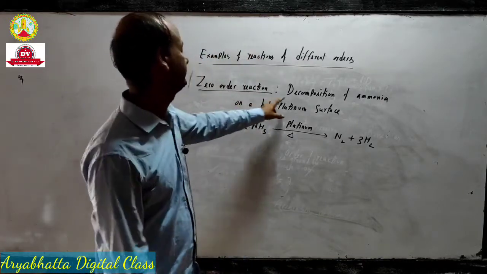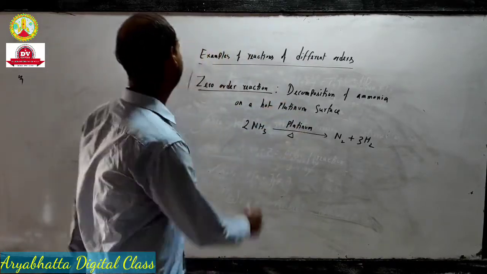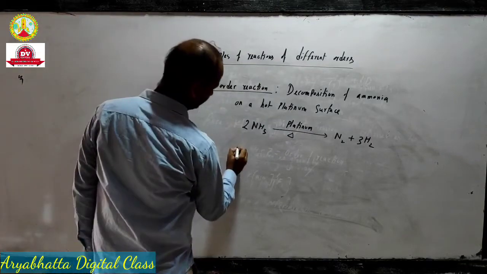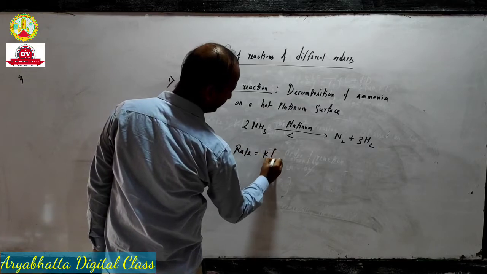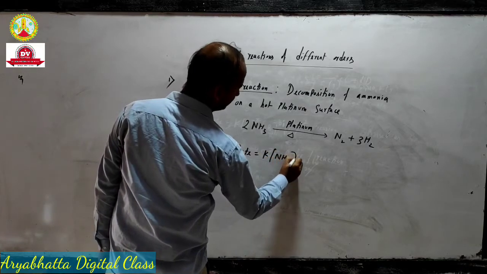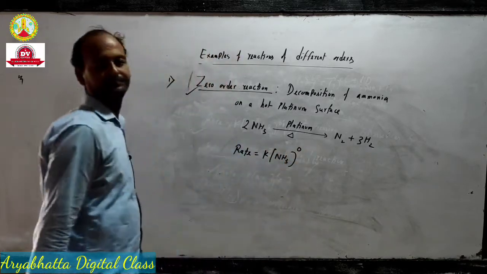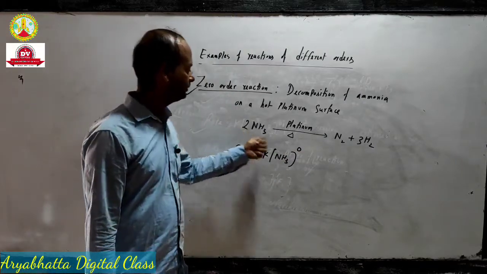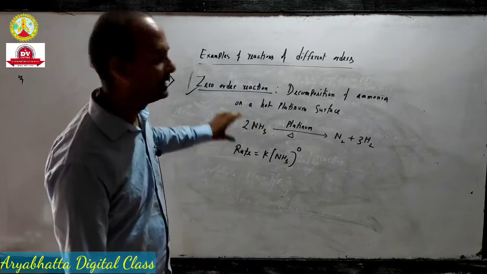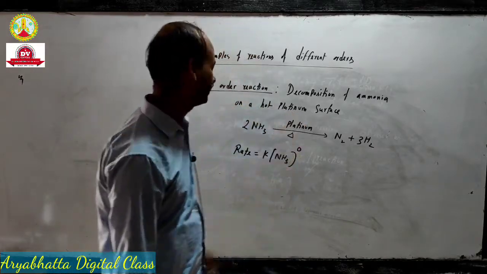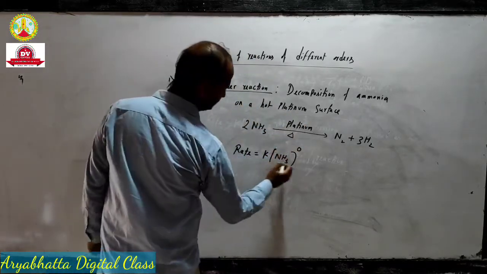Okay, now this is the decomposition of ammonia on a hot platinum surface. This is a zero order reaction. So rate will be how much? Rate कितना होगा? If the reaction is zero order, लिखना K, K NH3 to the power zero. Okay, reaction is zero order तो zero दे देना. Clear? Because experimentally it has been found that the reaction is zero order, तो zero. Okay, order is zero. Now let's see.